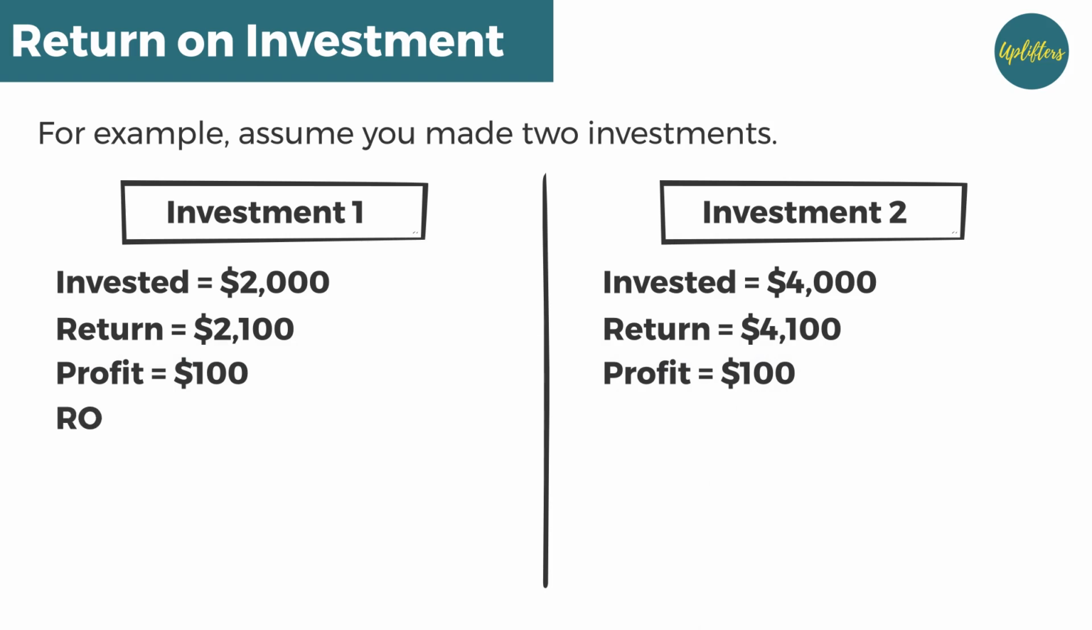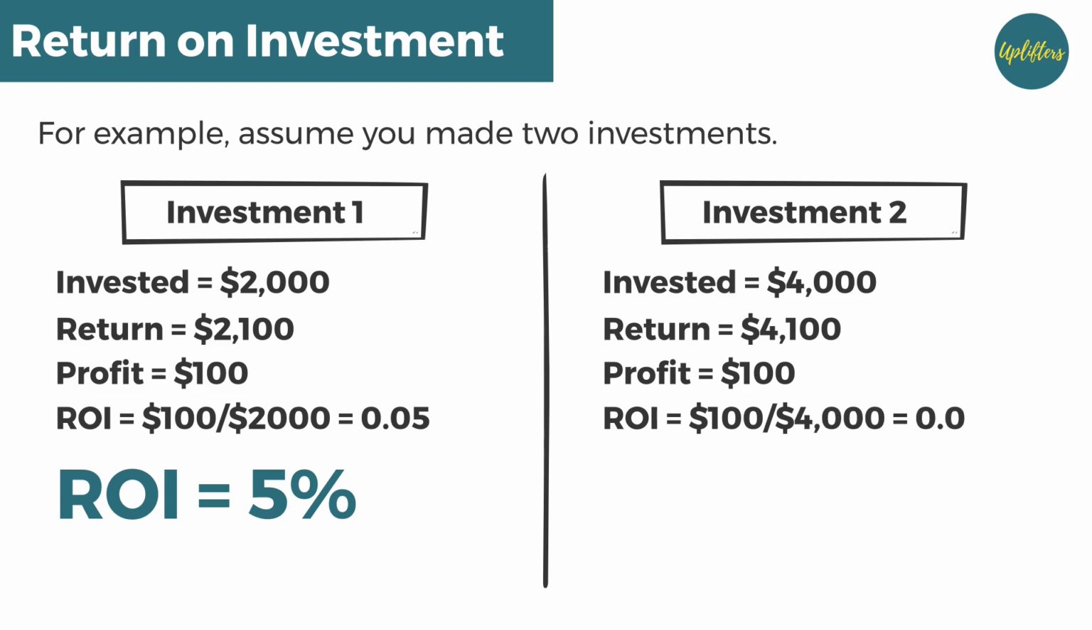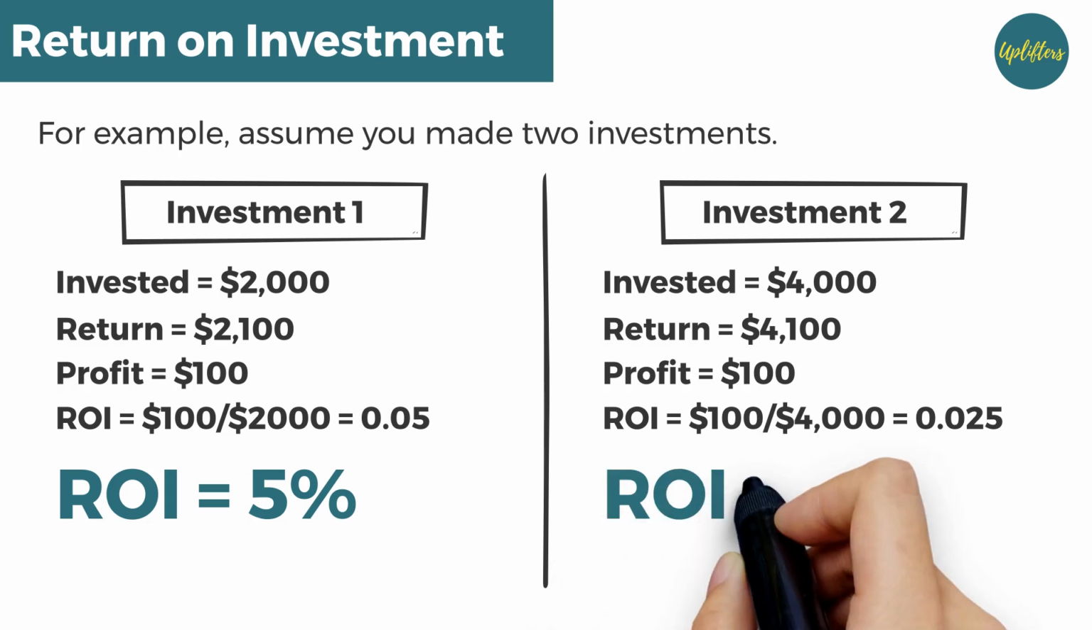The ROI for the first investment is $100 divided by $2,000. This equals 0.05. 0.05 is another way to write 5%. The ROI for the second investment is $100 divided by $4,000. This equals 0.025, or 2.5%.